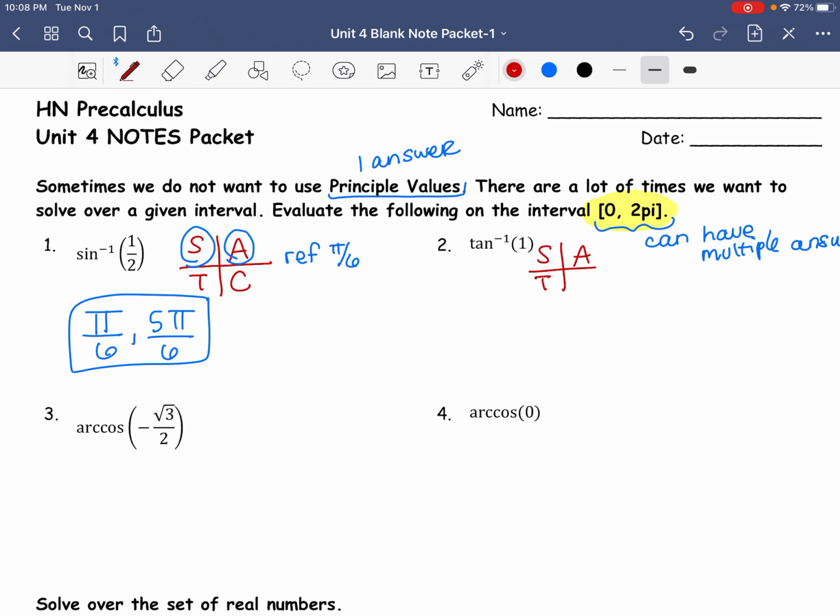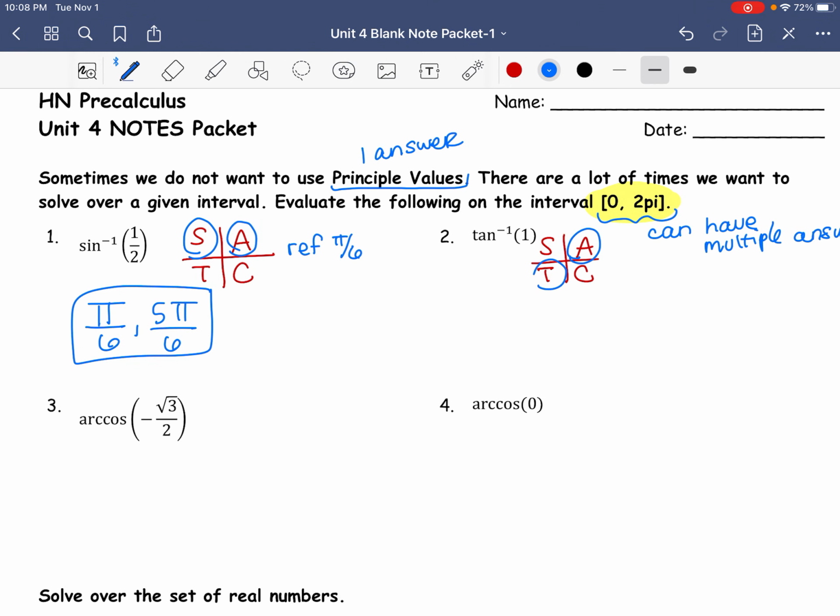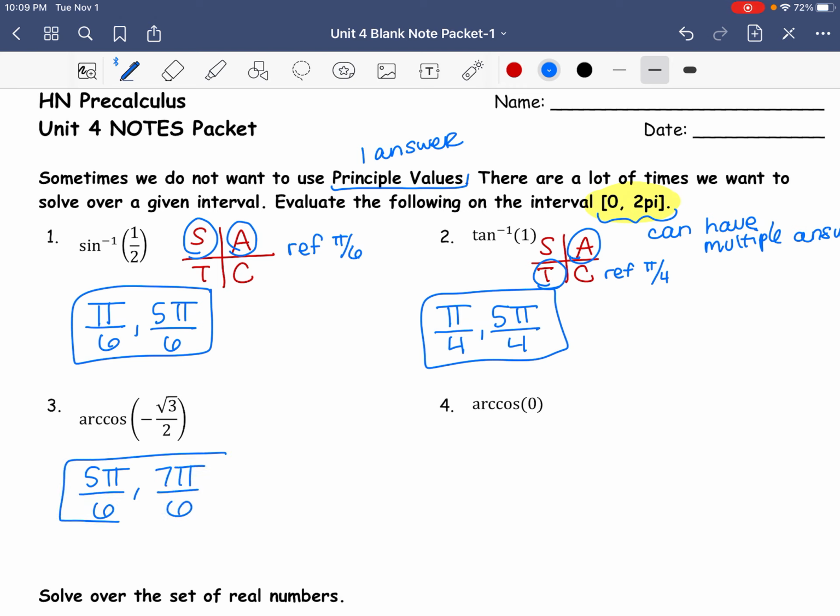Problem 2. I approach the same way. All the quadrants, all 4. Inverse tan of 1. The tan is positive in quadrant 1 and 3. My reference angle, look at your chart, pi over 4. So my answer in the first quadrant is pi over 4. In the third quadrant, 5 pi over 4. Go ahead and try number 3 on your own. Hopefully you're getting 5 pi over 6 and 7 pi over 6.